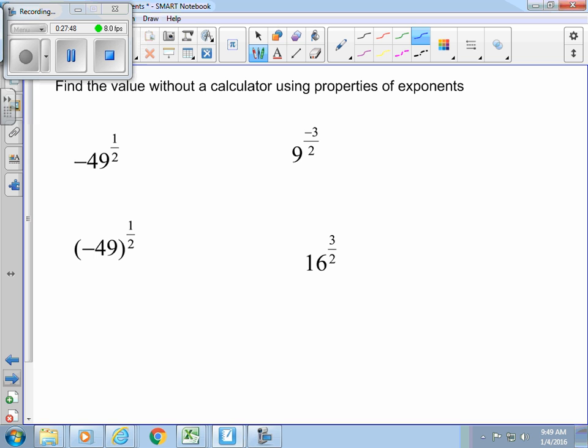This slide says, find the value without using a calculator, using properties of exponents. So that's where we're going to have to know what a 1/2 power means. No, I'm not about to take your calculator away. Yes, you do need to know how this works. So it's for that purpose.